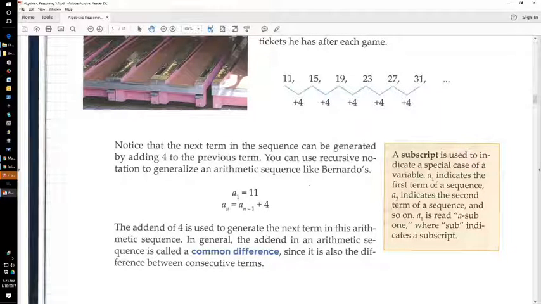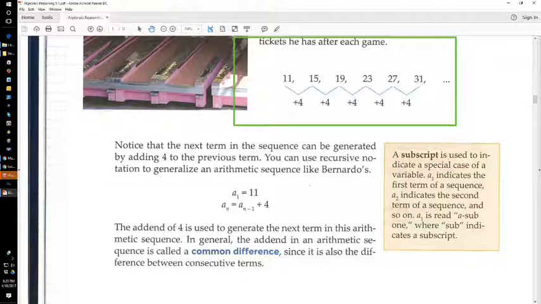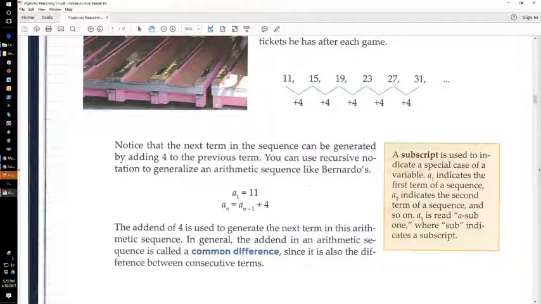This is my sequence right here. Is it arithmetic or is it geometric? The thing to look at is we are adding each one. Since each one is the same plus or minus, this one is arithmetic. And this will be the formula you use.